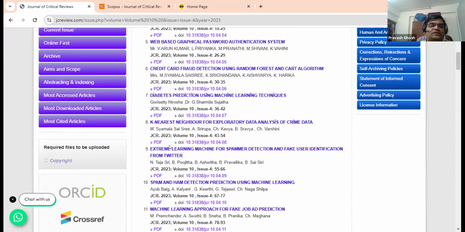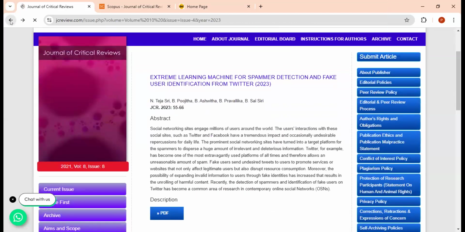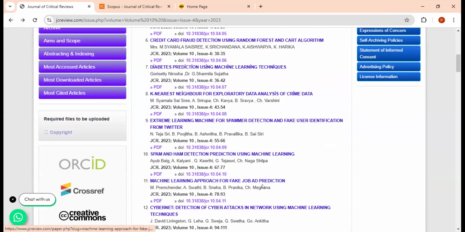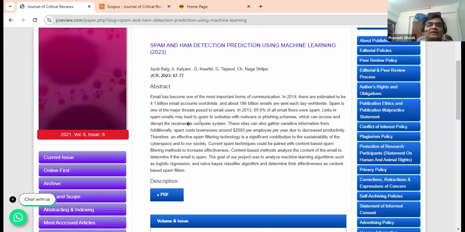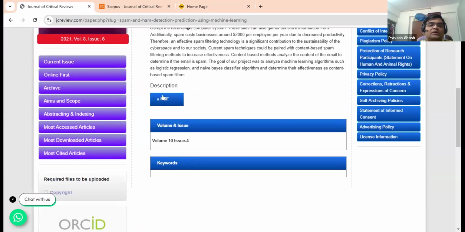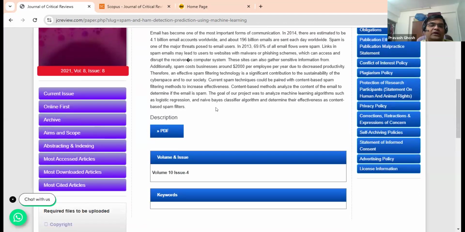Yes. What is the name of this, extreme learning machine for spammer? इसको अगर click करे तो पता नहीं क्या लिखा होगा. देख लेते हैं. नीचे वाला click करें, 10th number. Spam prediction. Okay. हाँ. Oh my God. Spam and ham detection prediction using machine learning. इसका abstract पढ़ लेते. Okay. PDF. You can read the PDF here. Okay. Email has become this description. My God, they're publishing. PDF भी खोल के पढ़ सकते हो आप यहाँ पे. So absolutely nonsense.